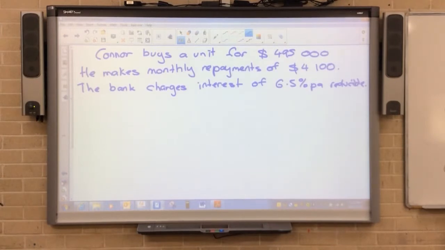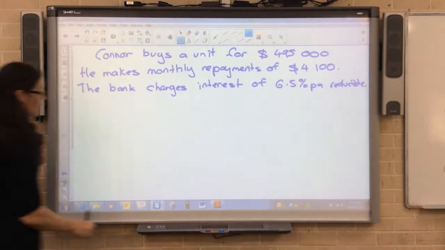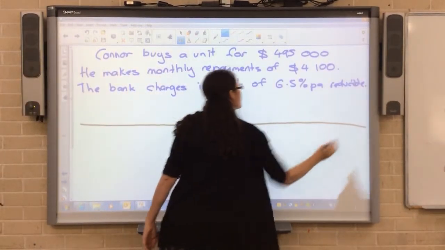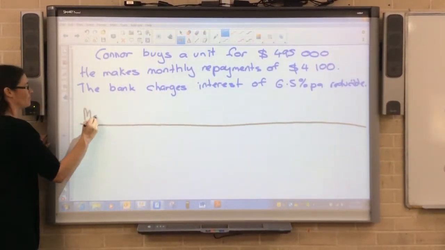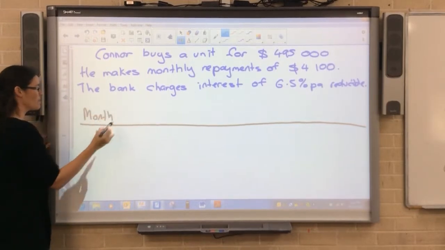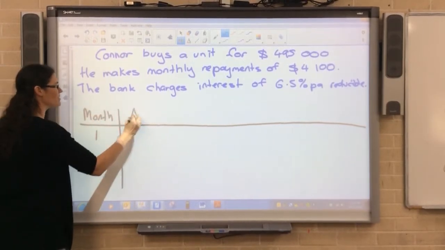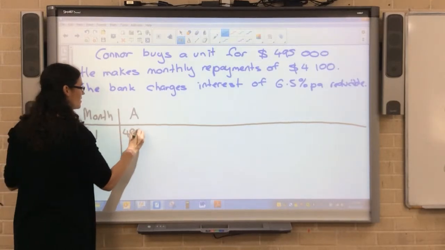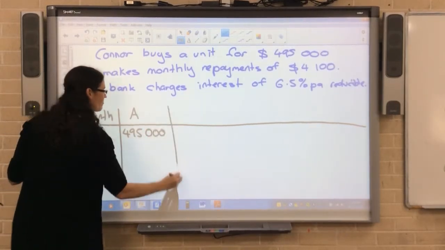Okay, so let's look at what happens just for the first 2 months for Connor. Okay, so we're going to draw up our table, and we're just looking at the first 2 months. So in the first month, what is the amount that he owes at the beginning of the month? $495,000.